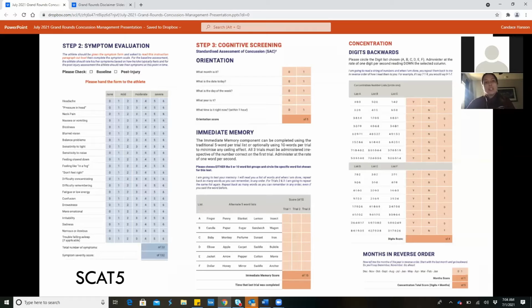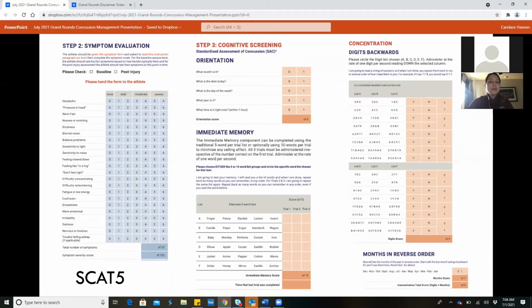And then concentration, so ability to list digits backwards. Reminder that just because an athlete can't do 6 or 7 serial digits backwards, this does not necessarily mean they're concussed. Again, knowing their baseline is important, but most of us are going to have trouble with strings of numbers more than 7. And when we add going backwards, those longer ones definitely become difficult for all of us, even if we're healthy. And then months in reverse order.